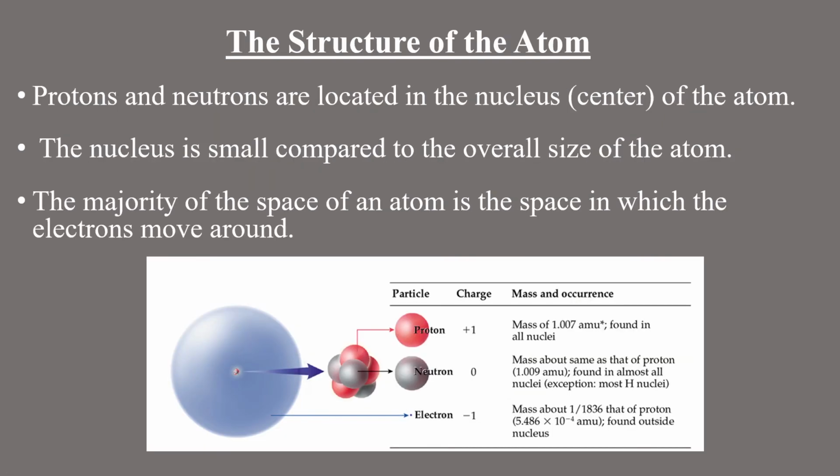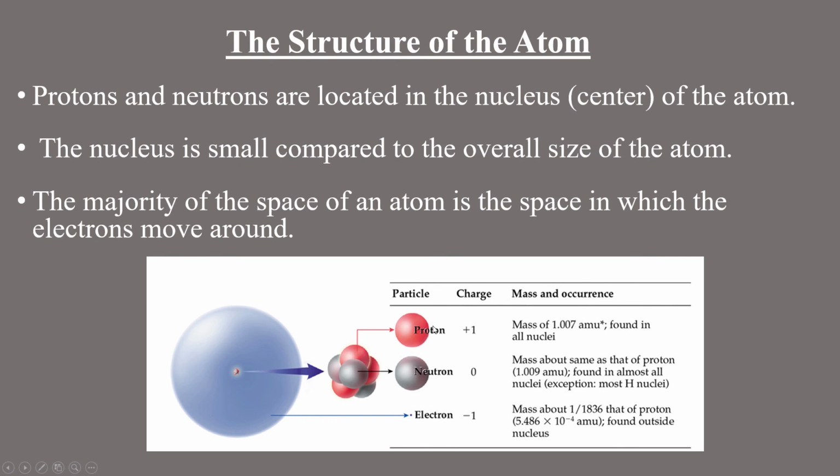Let's have a summary of the structure of the atom. We have protons and neutrons. Protons and neutrons are located in the nucleus of the atom. The nucleus is small compared to the overall size of the atom, and the majority of the space of an atom is the space in which electrons move around. Here is the atomic structure. We have a very teeny tiny nucleus, and this nucleus actually consists of protons and neutrons.